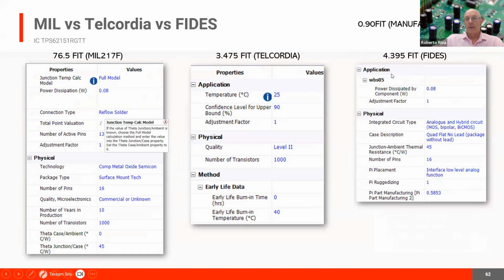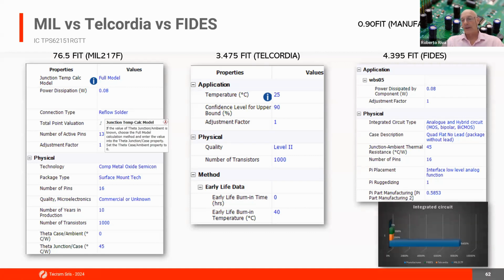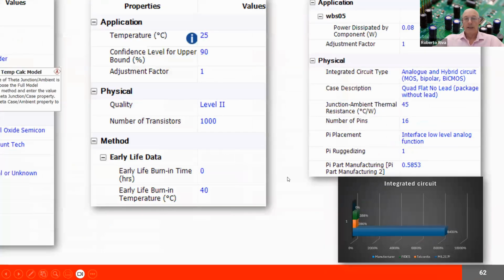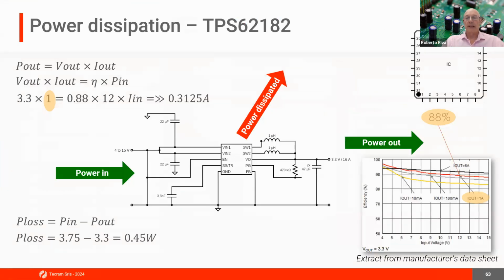So we had our results. The manufacturer gave us a 0.9. We got 4.35 with the FIDES, 3.4 with the Telcordia, and 76 with the MIL. Okay, so this was the first integrated circuit, and here we can see the actual differences. So obviously the 0 is the manufacturer data.